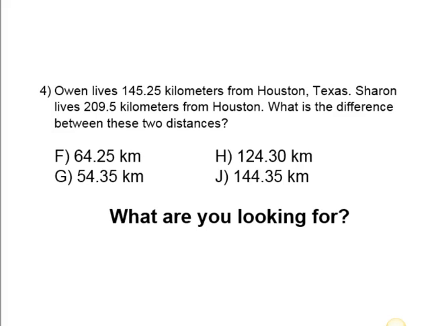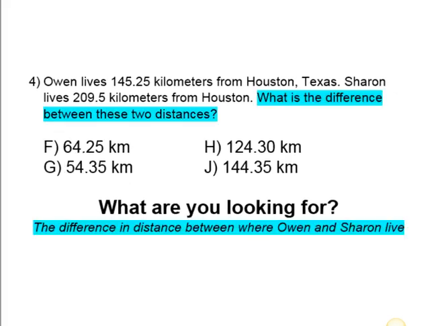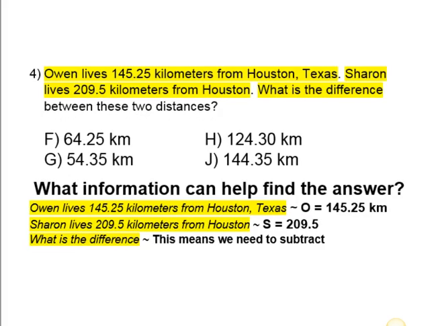What are we looking for? We are looking for the difference between where Owen and Sharon live. What information can help us find the answer? Okay, so we need to know where Owen lives, and we put O is equal to 145.25 kilometers. We need to know where Sharon lives, and that's 209.5 kilometers. So we put S is equal to 209.5, and the difference means that we need to subtract.